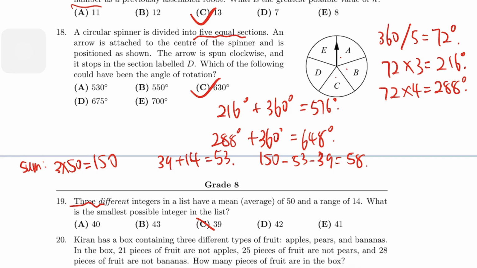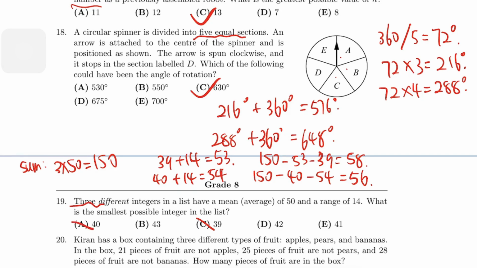Next, we can try 40, right? So 40 plus 14 is 44. Sorry, 54. 54. And we use 150 minus 40 minus 54. Which give us 56. So 56 is also not in the middle, no.